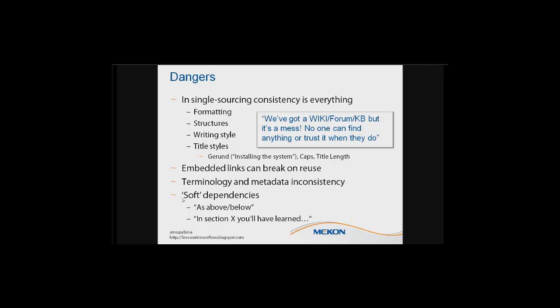And if you're writing for reuse, people, especially in the community, will introduce soft dependencies, like "as above" or "as we see below" or "in section X, you will have learned." These are the kinds of things we naturally write into content, but they reduce its reusability. Because when you reuse the module or the page or topic, or however you want to conceive it, in a new deliverable, in a new context, on a new device, maybe these dependencies will be broken and your content will lower in quality or even just fail to work.